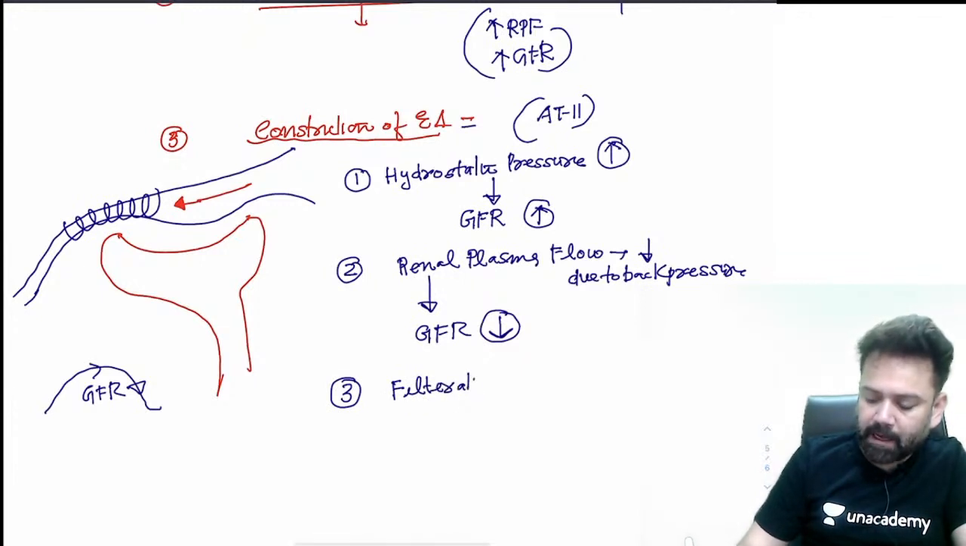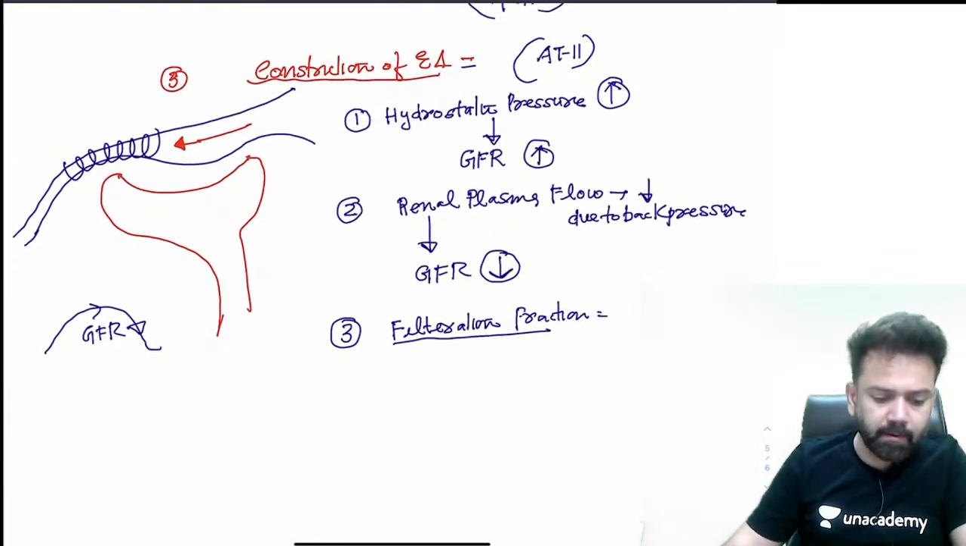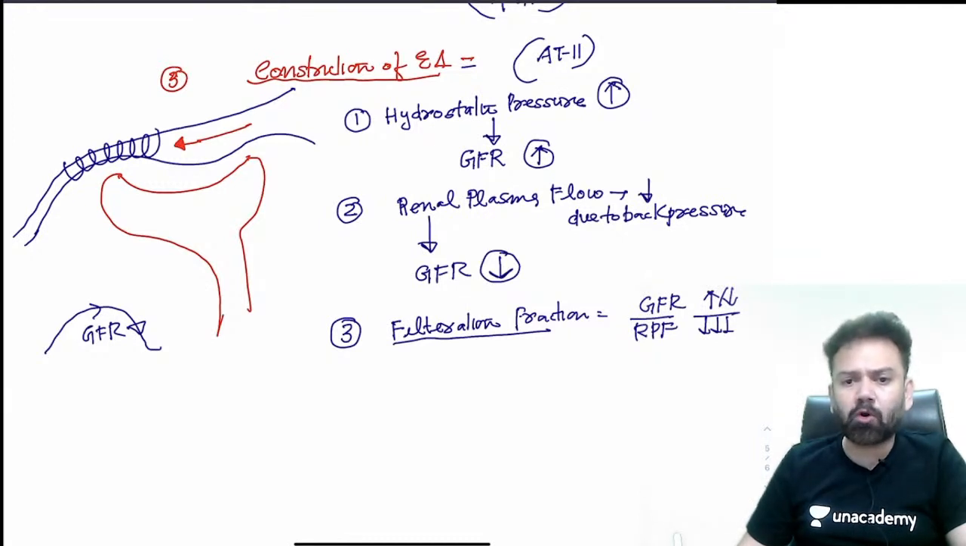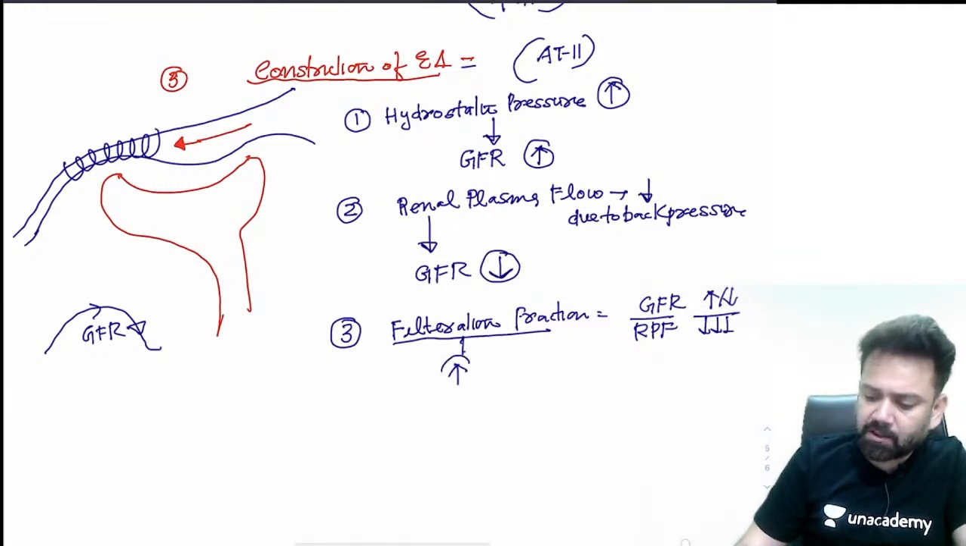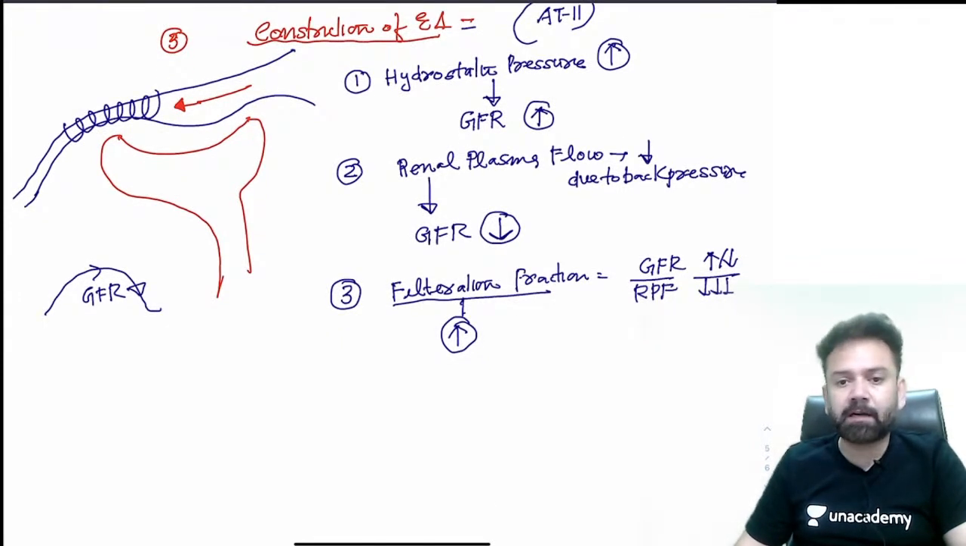What will happen to the filtration fraction? You know, filtration fraction is GFR upon renal plasma flow. GFR first increases and then decreases, but renal plasma flow is always less. So the denominator is always less. That is why filtration fraction is always more. So during constriction of the efferent arteriole, filtration fraction is always more.